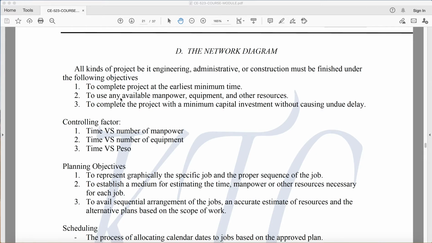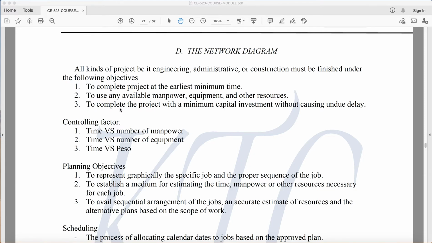Okay. Number two, to use the available manpower, equipment, and other resources. There are instances when there will be a lack of some resources, but we need to be creative. We need to be critical thinkers on how to solve and deal with these problems given the circumstances. Okay? So for example, this is all the manpower we have available, then we deal with it. From there, we analyze the situation and we apply the possible solution.